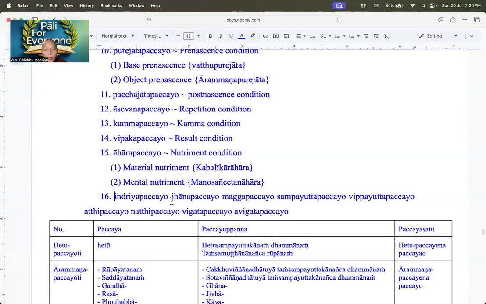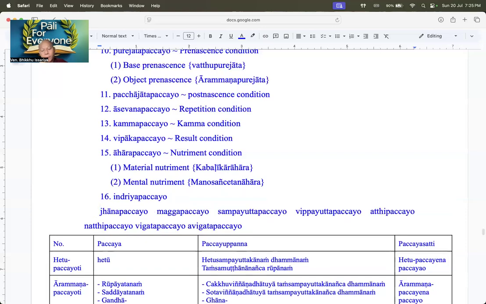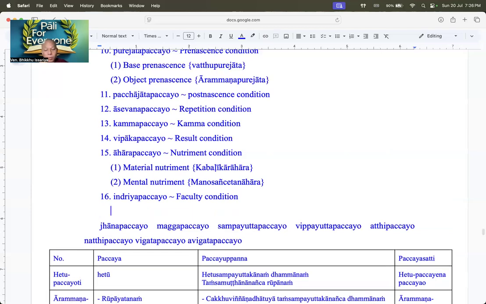And then Indriya Paccaya. Indriya means faculty. So that is the faculty condition. Okay, that faculty Indriya Paccaya also actually has three kinds. One is prenascent. So prenascent faculty. That means Purejāta Indriya.